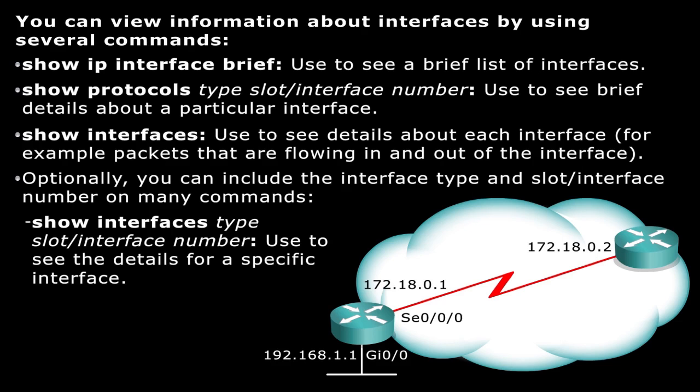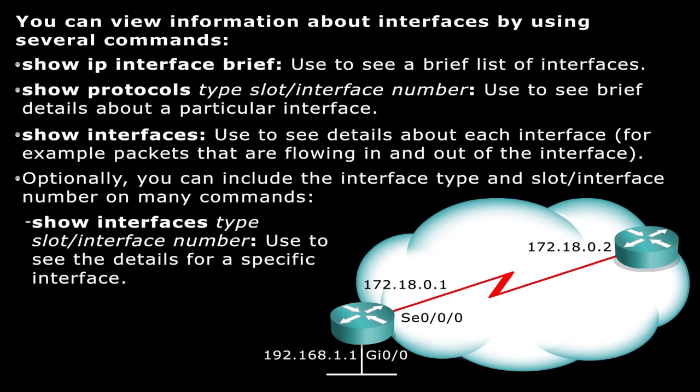We have show protocols that's available to us as well. And we're going to be able to see brief details about a particular interface with show protocols. We're going to be able to analyze the specific interface if we want to by typing in the slot and the interface number. Show interfaces is going to allow us to verify details about the interfaces. So for example, if I type in just show interfaces, every single interface in the router and the details pertaining to them will be displayed.